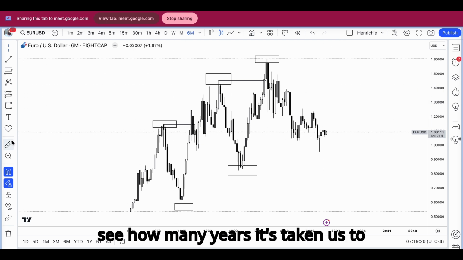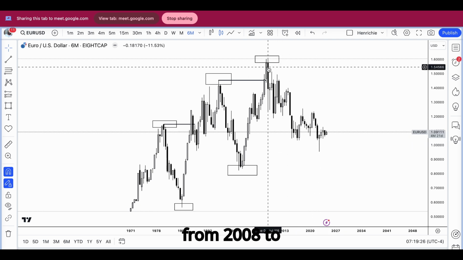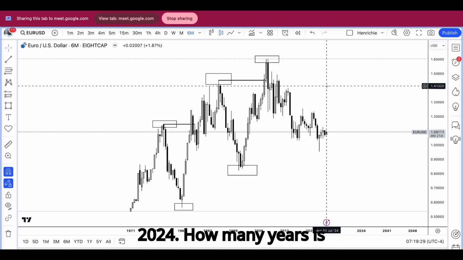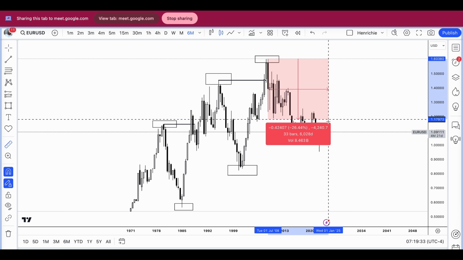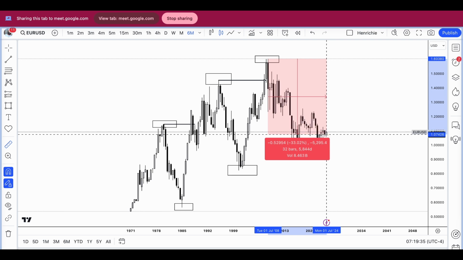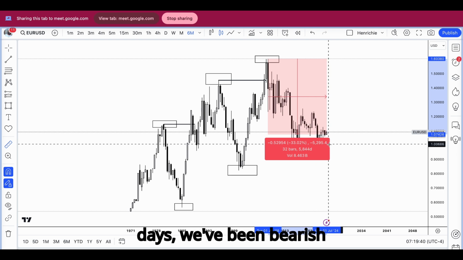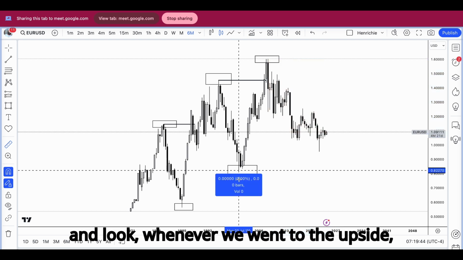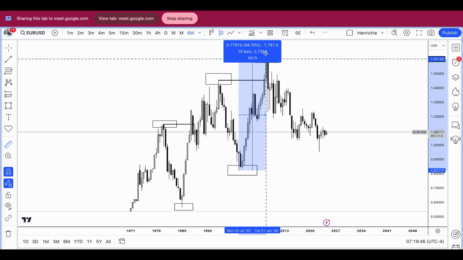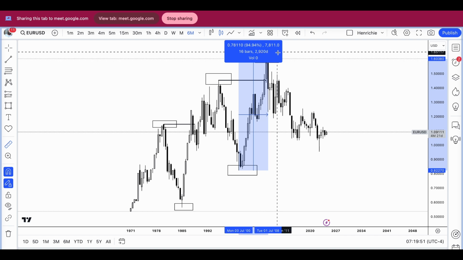You can see how many years it's taken us to go on the downtrend. It's taken us from 2008 to 2024. How many years is that? That is a very long time. That is 5,844 days we've been bearish. And look, whenever we went to the upside, it took us a much shorter time, 2,920 days.